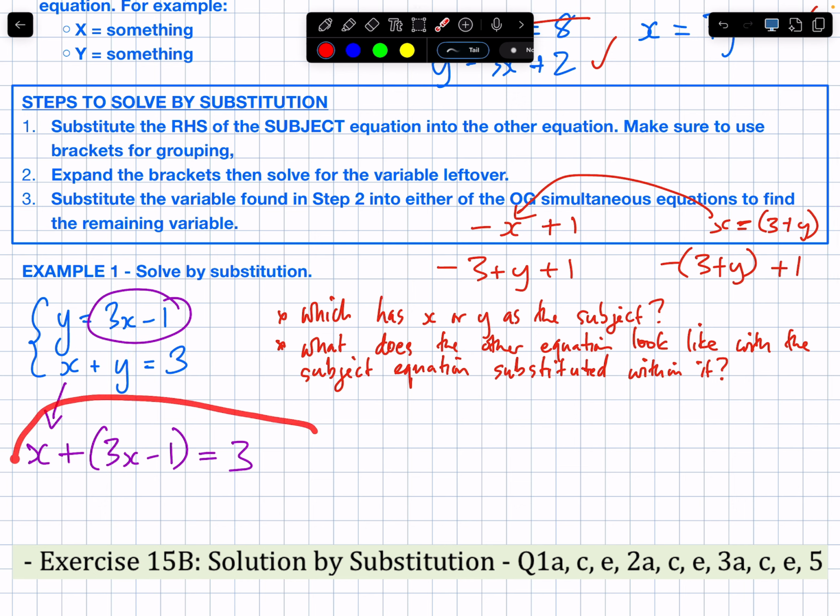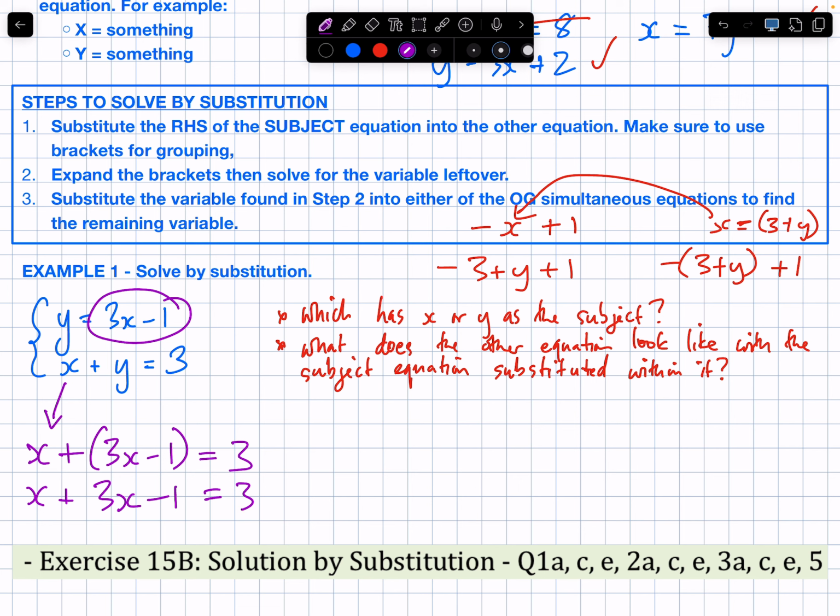Now, look at the brackets, because the steps say expand the brackets, then solve for the variable left over. Is there a number in front of these brackets? No, so there's no expansion. Is there anything else I can do in these brackets? No, because I don't know what 3x is. Take 1. Can I take 1 from something that I don't know what it is? No. It's 3x. It's 3 times. It's grouped. You can't break it up. It's 3 times by x. So we don't know anything right now, so the brackets are irrelevant.